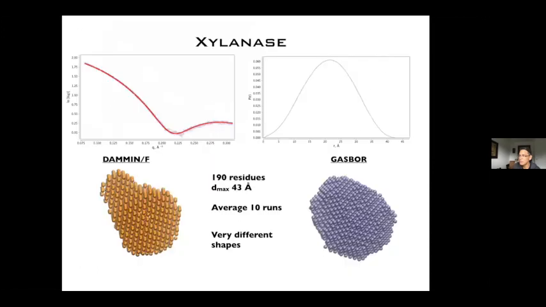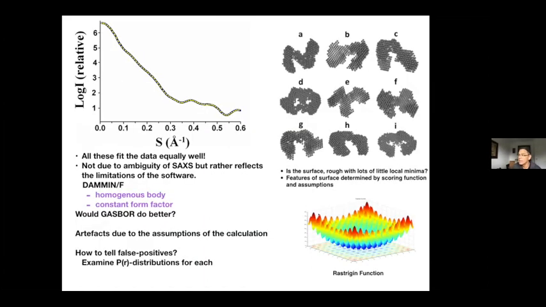So when we do these calculations with programs like DAMIF or GASBOR, we have this homogeneous body assumption, meaning that given the shape, if you take a cross section of it, the electron density through it doesn't vary. It's constant. And so what they were showing here was if you calculated the SAXS profiles for each of these shapes, A, B, C, D, E, F, G, all the way to I, they all fit the data equally well, right? And they look really different, right?